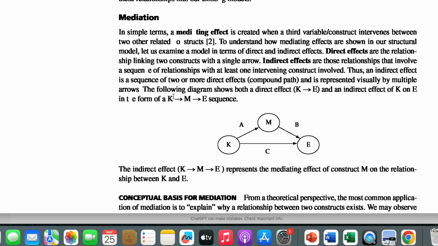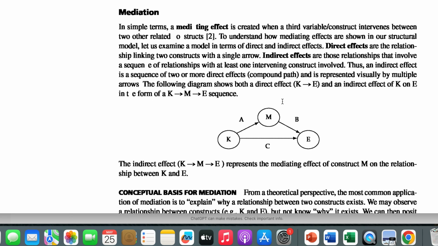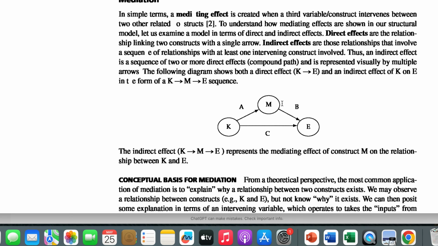An indirect effect is a sequence of two or more direct effects, a compound path, and it is represented visually by multiple arrows. The following diagram shows both: A to B is the direct effect, and A to M is an indirect effect, and M to B is also part of the indirect effect.